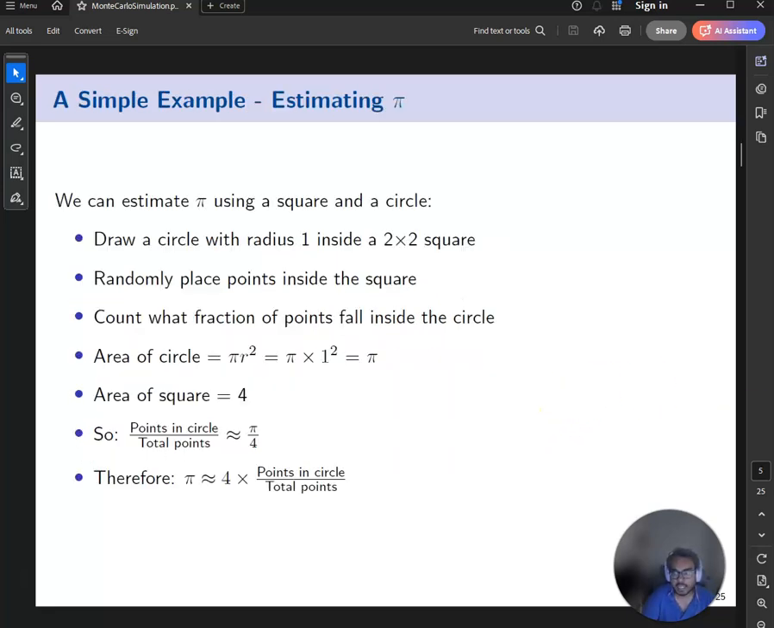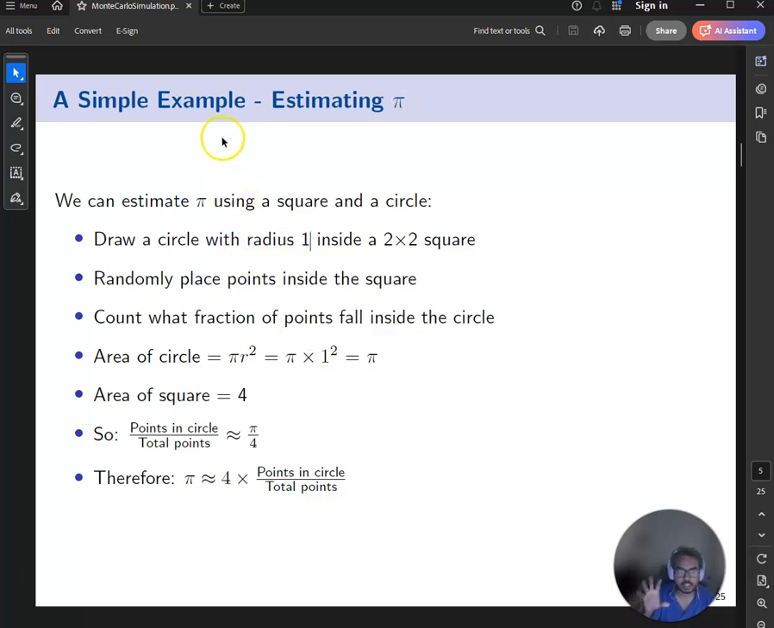A very classic example to highlight the value of Monte Carlo is the estimation of pi. Now we all know pi is a constant, which is 3.14, then many digits after that. You can use Monte Carlo simulation to estimate the value of this constant. And the approach is actually surprisingly simple. So imagine we have a square with sides of length 2. So it's a 2 cross 2 square. And inside that square, we are fitting a circle with radius 1.